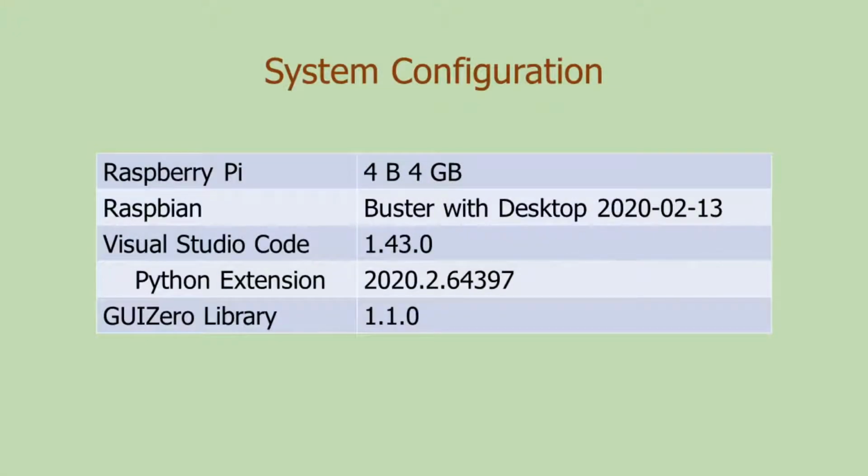Here is the system configuration to begin with. I have a Raspberry Pi with Raspbian, and the additional software required are Visual Studio Code, Python extension for Visual Studio Code, and GUI 0 library for Python. If you need help with software installation, please watch my earlier video.